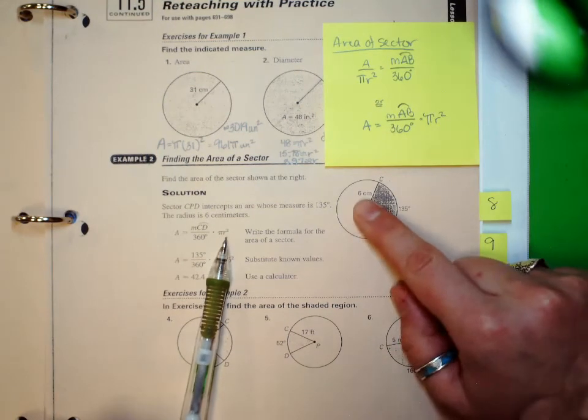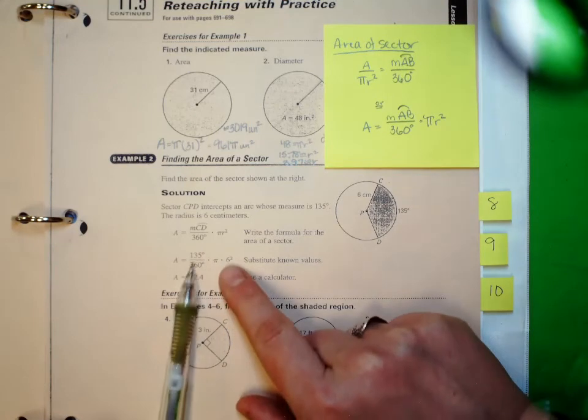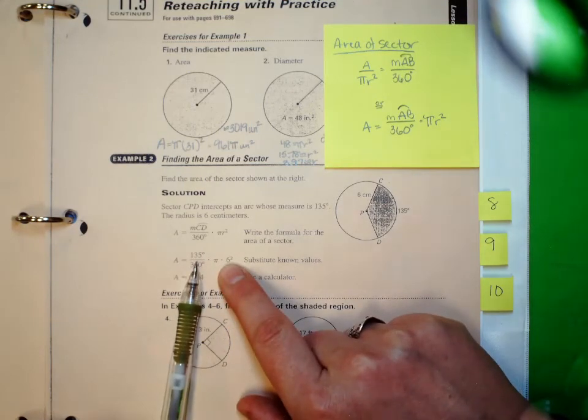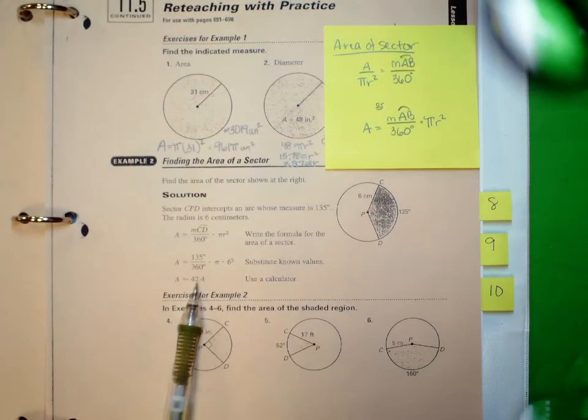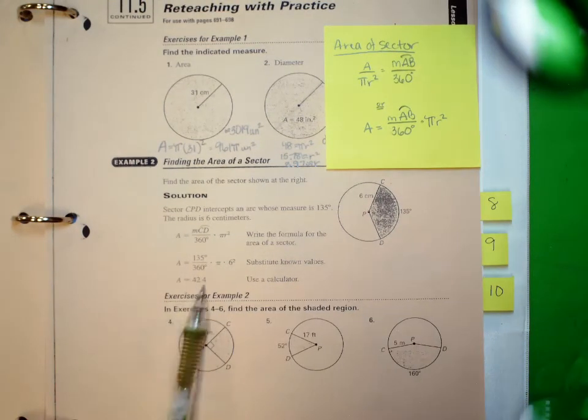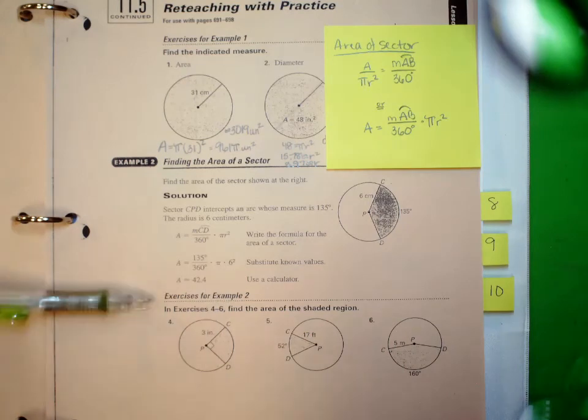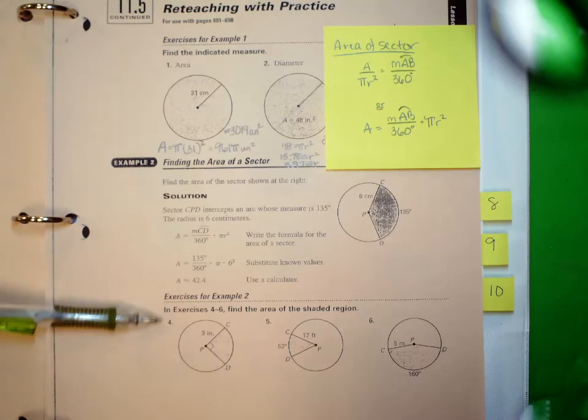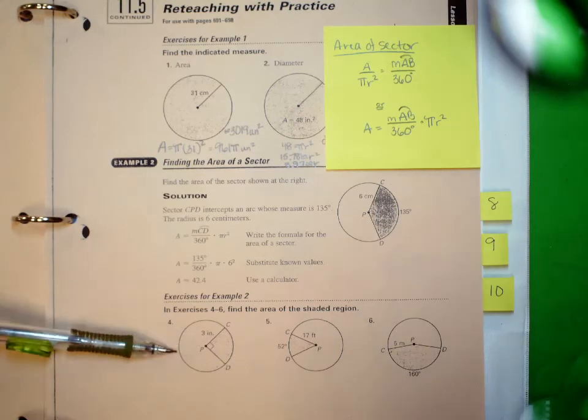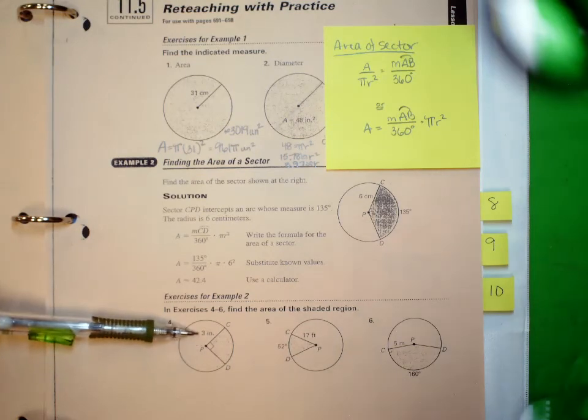R is 6 in this case. So we plug in the pieces of information that we have, 135 degrees and 6. From there, when you plug it into a calculator, you'll end up getting that the area is approximately 42.4 units squared.